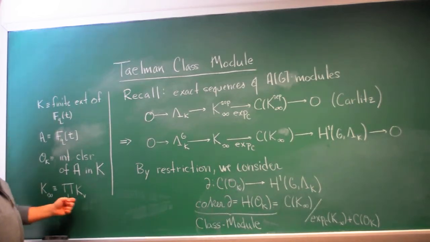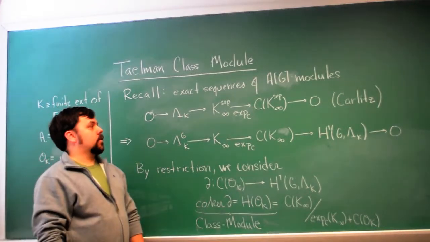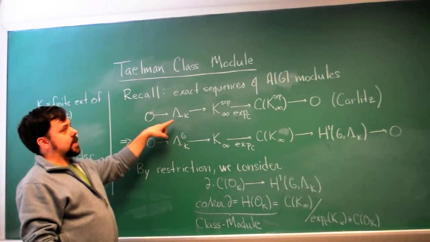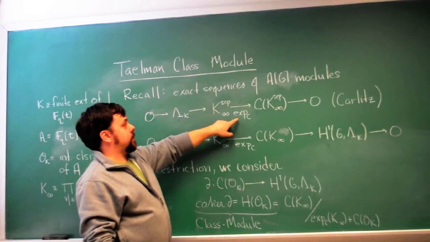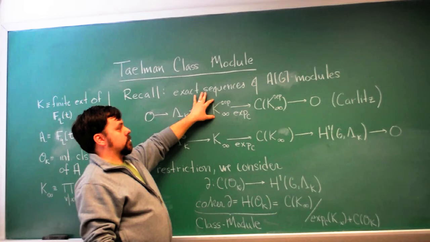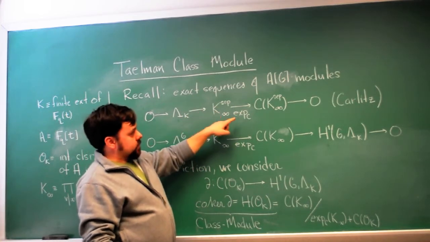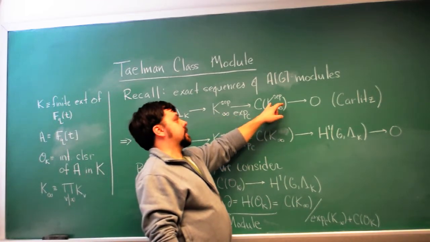And K_infinity, remember, is isomorphic to a product of completions of K over the infinity-adic valuations of K. So before, we got everything started by looking at this exact sequence of A[G]-modules. And K_infinity^sep, remember, is the separable closure of K_infinity. We know from Carlitz's work that the Carlitz exponential maps K_infinity onto K_infinity^sep.